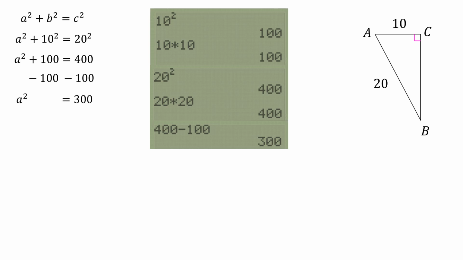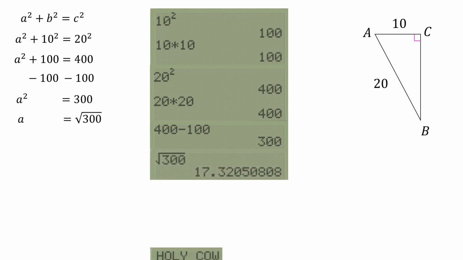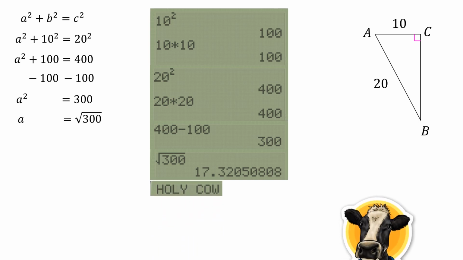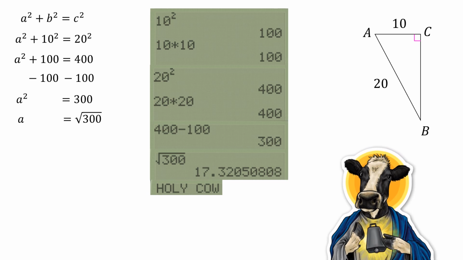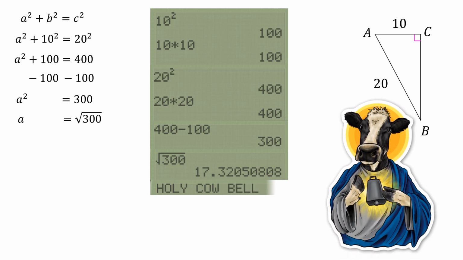And of course, I don't want a squared, so I'm going to take the square root of 300. And of course, I'm going to grab a calculator. Very, very interesting. Yeah, not only is the cow holy, the cowbell is holy. Look at that.